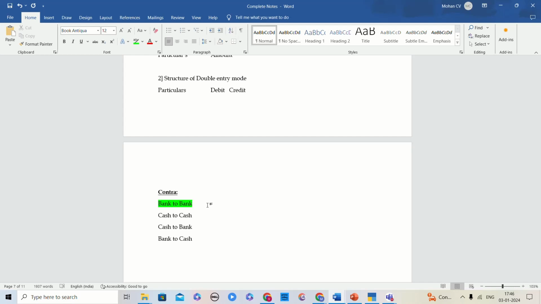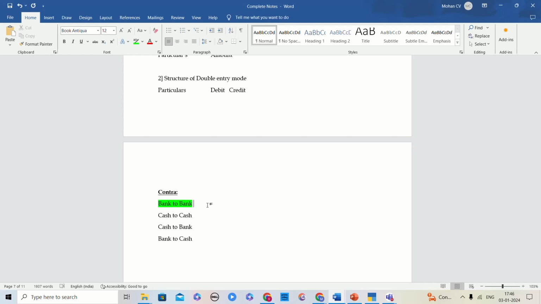Yes. So when a transaction takes place between two bank accounts, we'll record the contra entry, as in the example I just gave. If my company has two bank accounts, one in Kotak Mahindra Bank and another in SBI Bank, and I make a fund transfer from Kotak Bank to SBI, I'll record that entry in the company books as a contra entry. Clear?